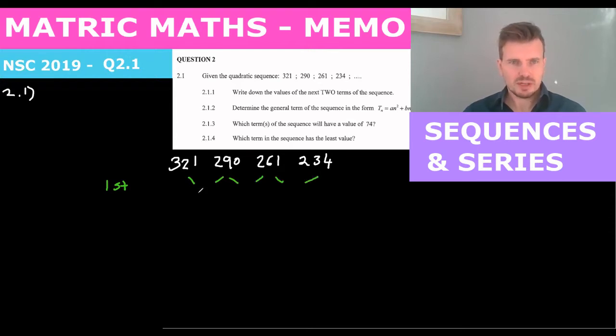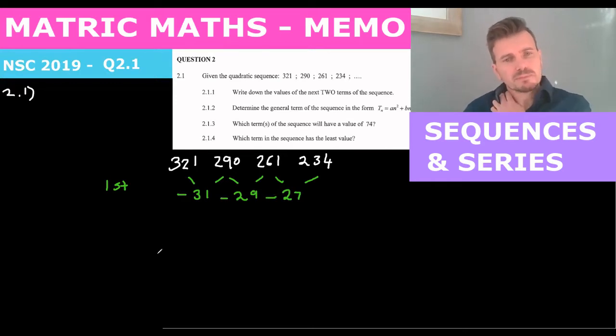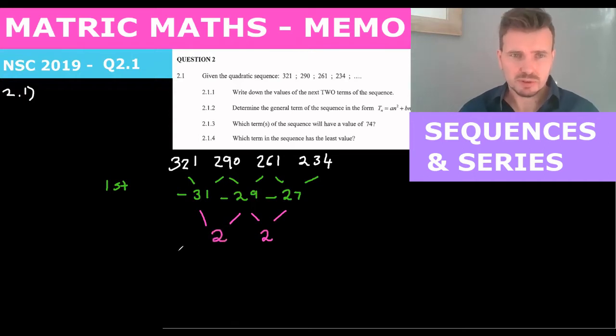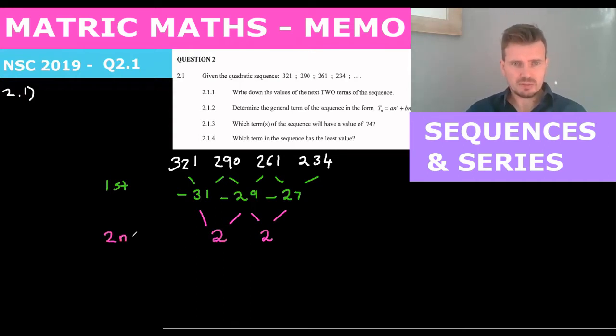Okay, so 290 minus 321 is 31. 261 minus 290 is 29. And 234 minus 261 is 27. In my mind, I added a positive, but it's actually a negative. Then I find the second difference, and those should be equal. Negative 29 minus negative 31, I'm minusing a minus, which is a plus. So it's minus 29 plus 31, which is 2. And minus 27 plus 29 is also 2. So that's our second difference.